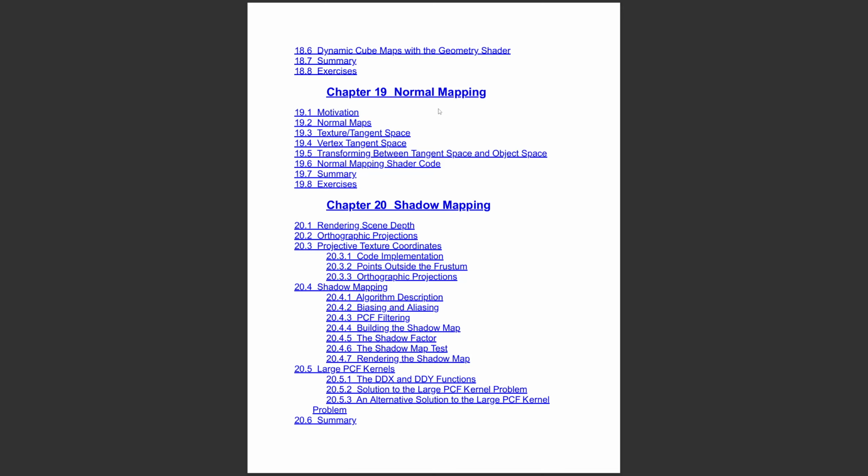We have PCF filtering and building the shadow map. We have the shadow factor and the shadow map test. And finally, we have rendering the shadow map. Then we have large PCF kernels. Don't know what those are. We have DDX and DDY functions. And solution to the large PCF kernel problem, and an alternative solution to the large PCF kernel problem.